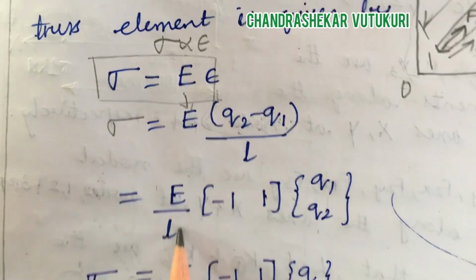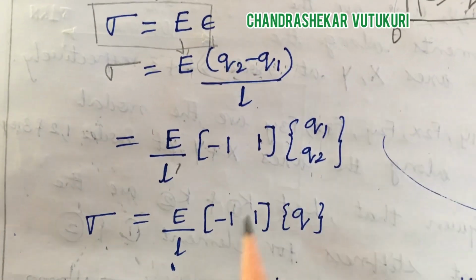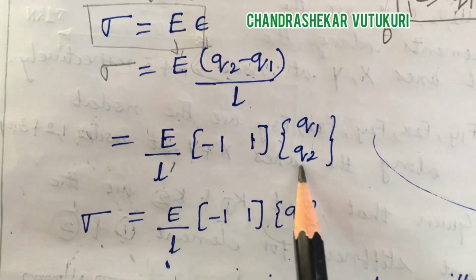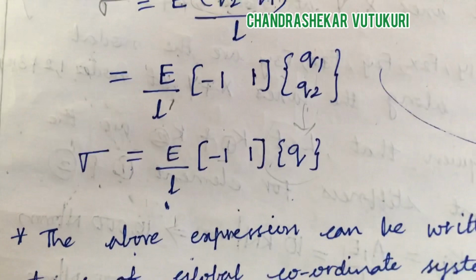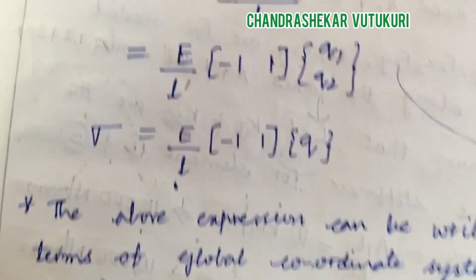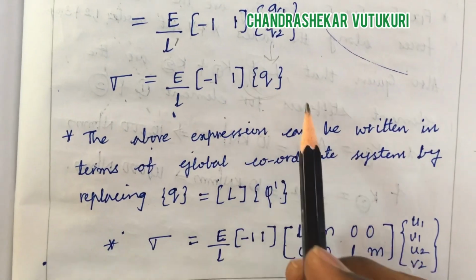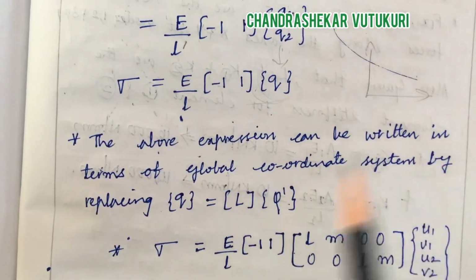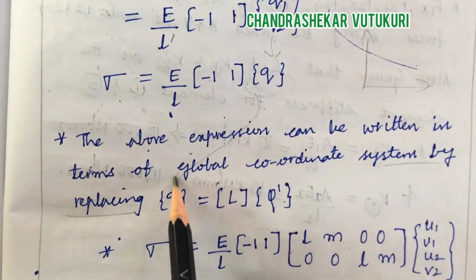So sigma equals E by L, same thing I have written, minus 1 1, and the entire thing is multiplied by q, where q is the local coordinate displacements. Now the above expression can be written in terms of global coordinates. This is for the local coordinate. Now I am going to work out the global coordinate system for a truss element by replacing this q.